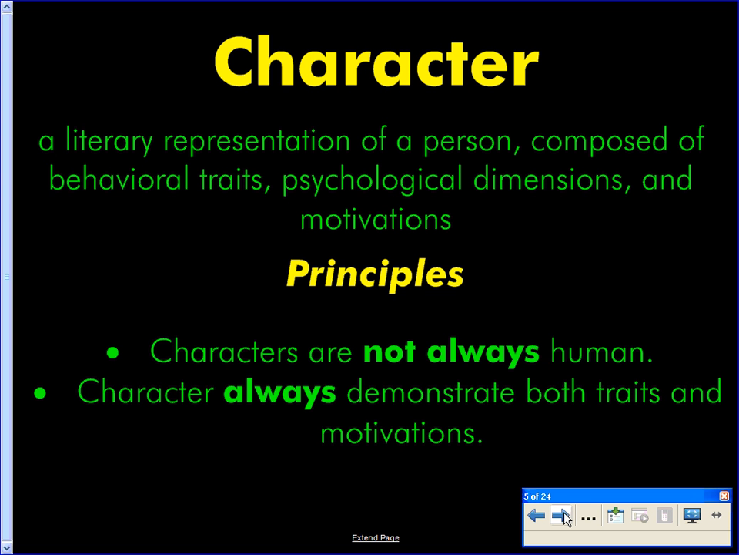Characters always demonstrate traits and motivations. And I want you to bold, highlight, or somehow note those terms. Traits and motivations. What's a character trait? I use that term, you hear it, you understand it on some level, but let me see if you can define it. Can somebody give me a definition of trait, or possibly an example of a trait that you have or somebody else has?